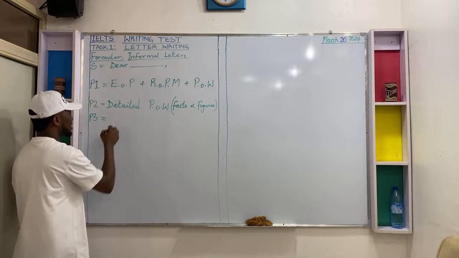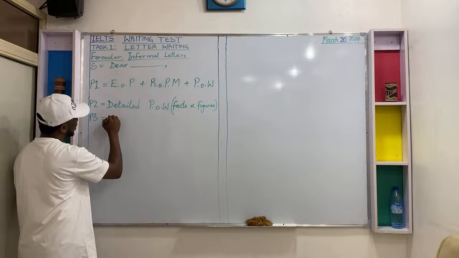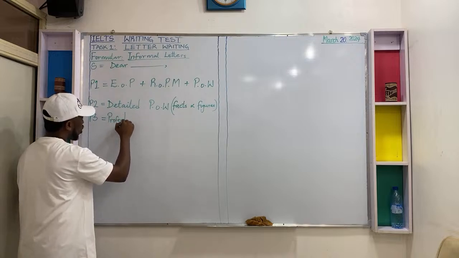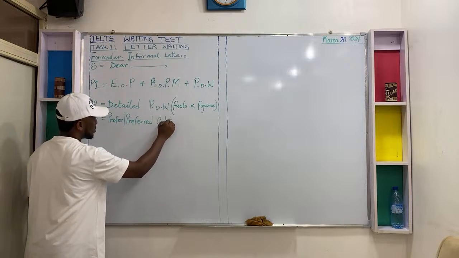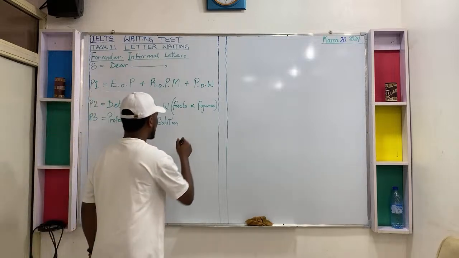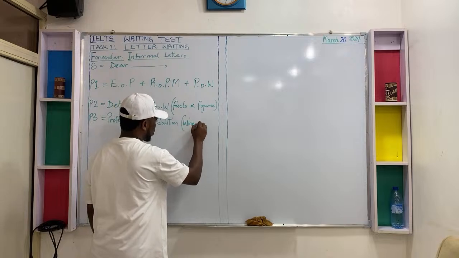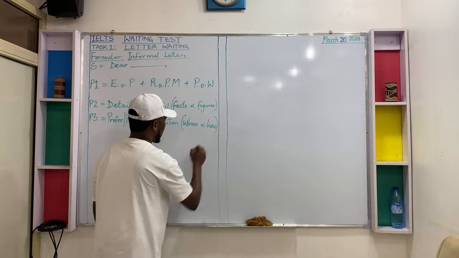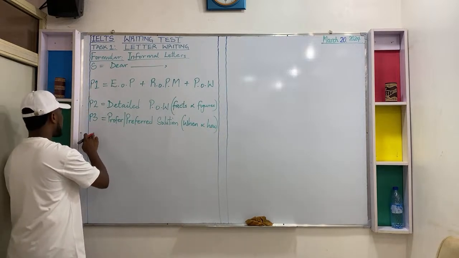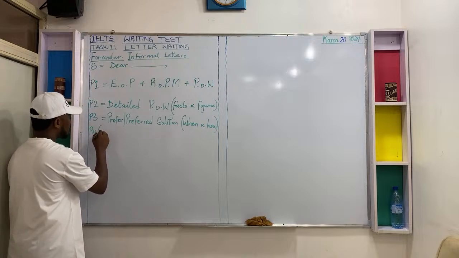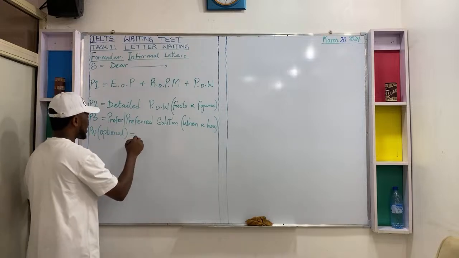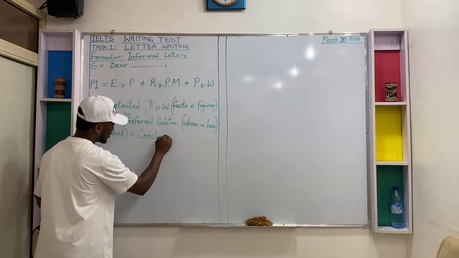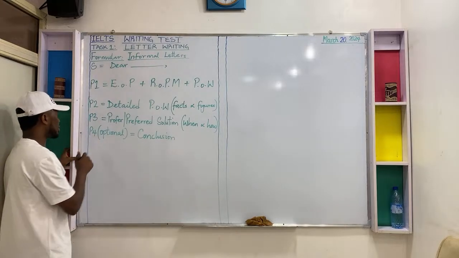Then after your detailed purpose of writing, bring in your paragraph 3, which has to do with proffering a solution or stating your preferred solution. To proffer your solution or state your preferred solution, you are expected to show when and how you want the situation to be resolved. Then after that, you bring in your fourth paragraph, although your fourth paragraph is optional actually. But what you do in the fourth paragraph, if necessary, is show your conclusion. Bring in your conclusion, then your closure.